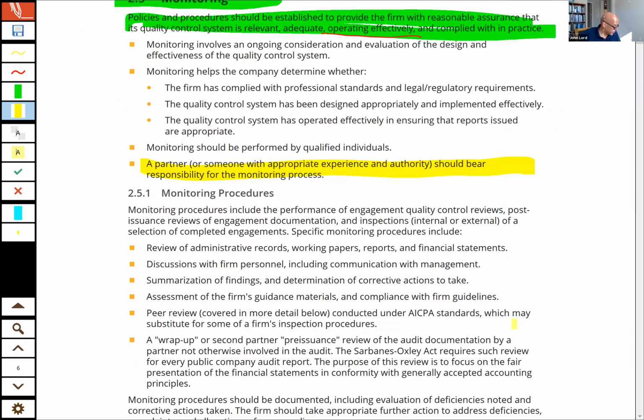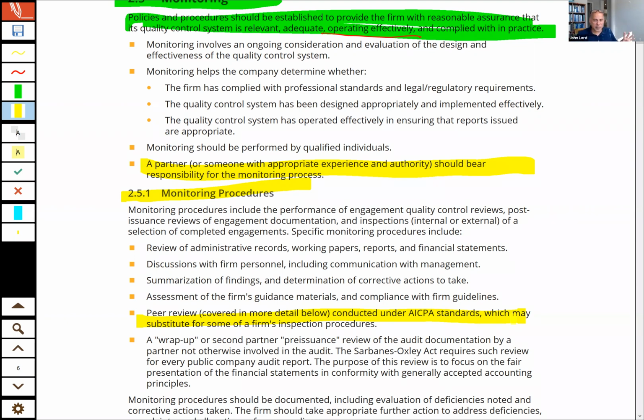Okay, now let's look at some of the monitoring procedures. They tell us that peer review is a key part of the monitoring process. And we're going to talk about peer review here in a couple seconds. But peer review is where one CPA firm comes in and looks at another CPA firm. And when they look at them, they're looking at the quality control system. Sometimes people think when you have a peer review, oh, it's all about that they're going to look at my audit work papers and see if I followed everything. Well, that's sort of the end step.